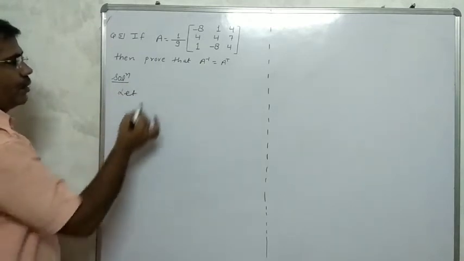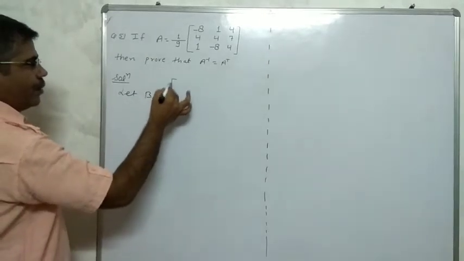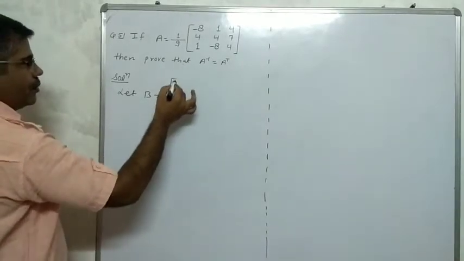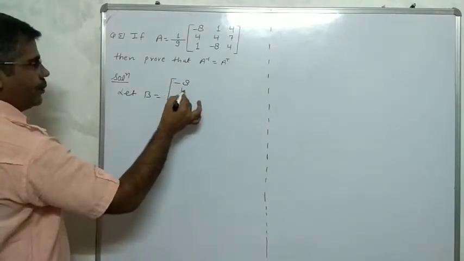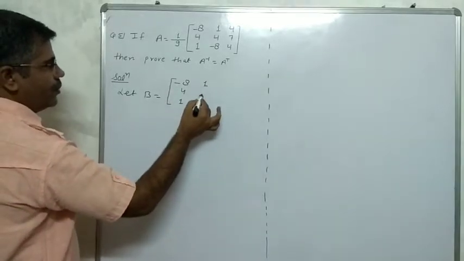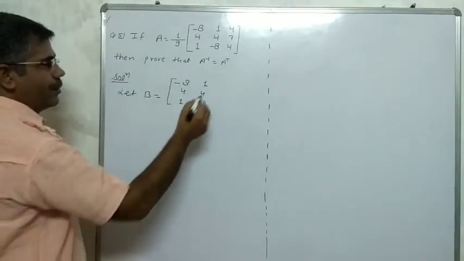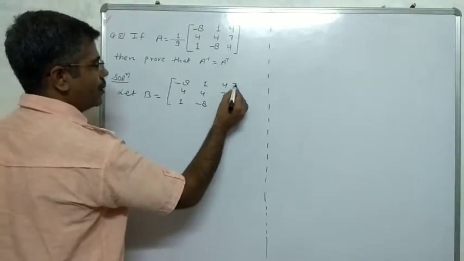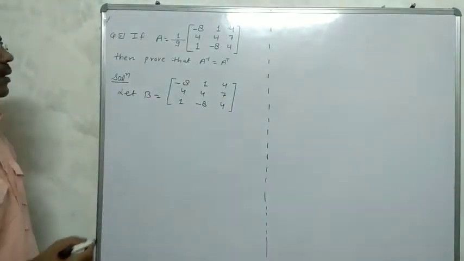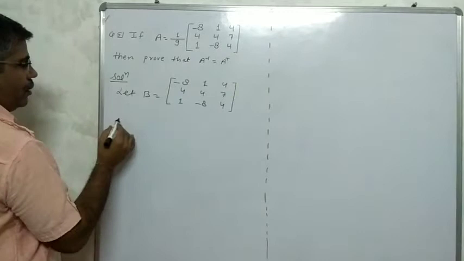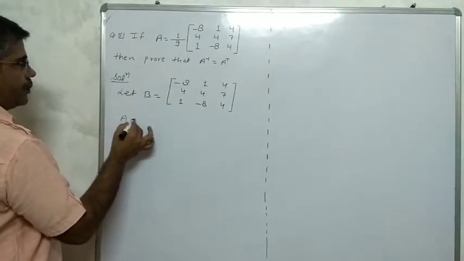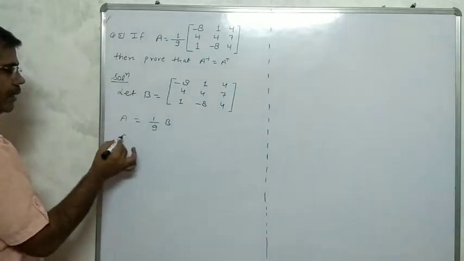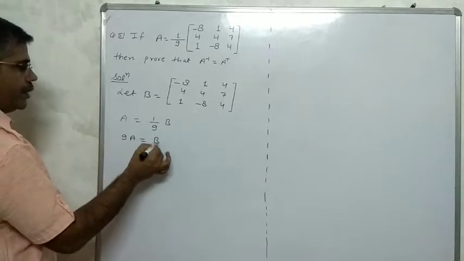Let B equals to the matrix [-8, 4, 1; 1, 4, -8; 4, 7, 4], then A equals to 1 upon 9 into B. On cross multiply, 9 times of A equals to B.